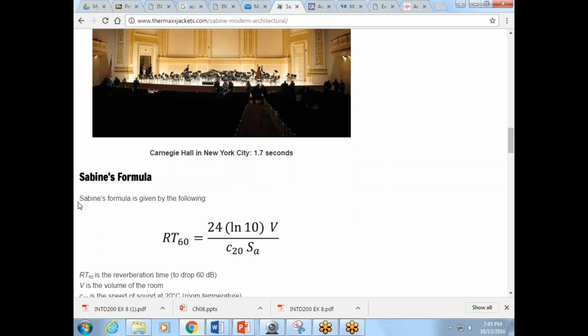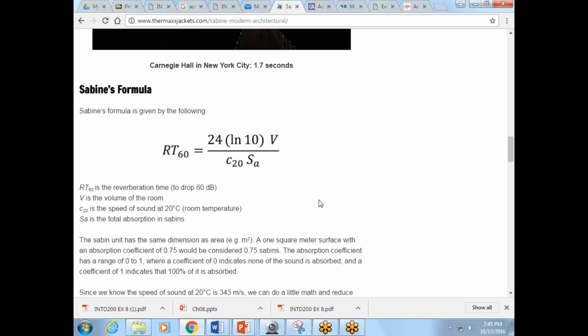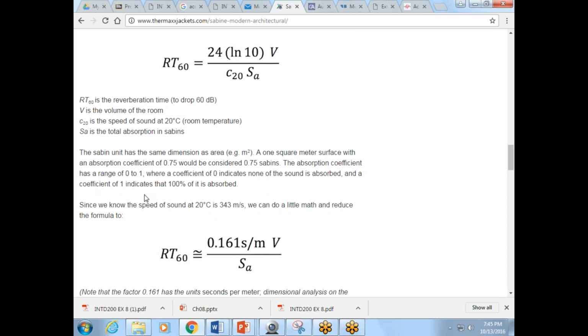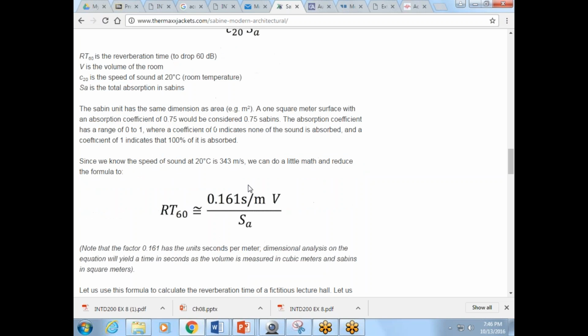And here we have Sabine's formula. This cracked me up. So they showed the formula, and then they start explaining it. And they'll say the unit came in the dimension area, 1 square meter surface absorption coefficient. That would be considered 0.75 Sabines, so lucky he named it after himself. The coefficient has a range from 0 to 1, where a coefficient of 0 indicates none of the sound is absorbed, and 1 indicates 100% is absorbed.